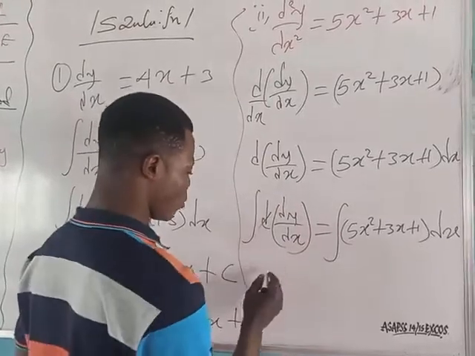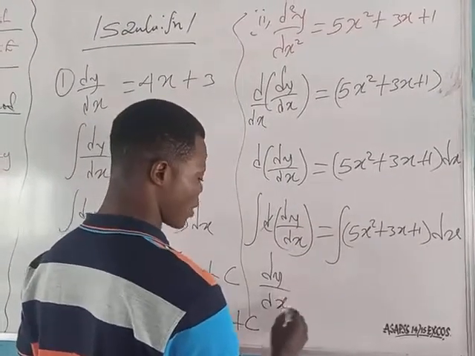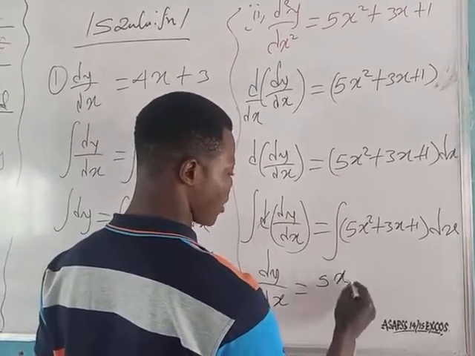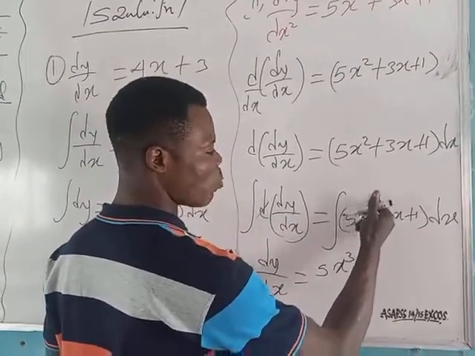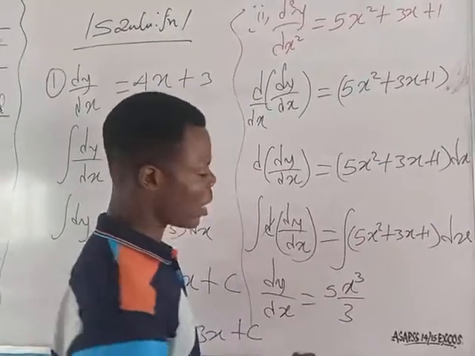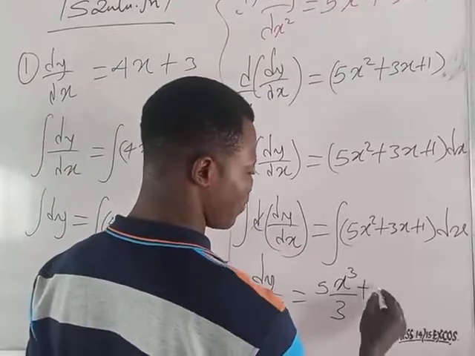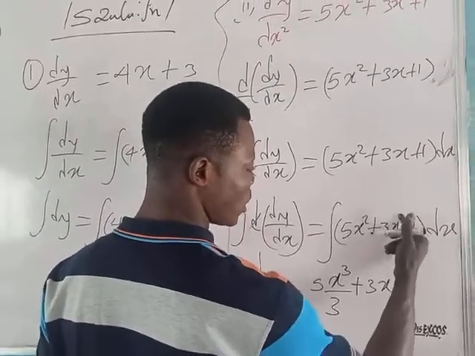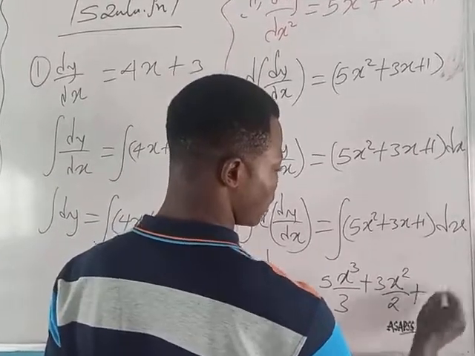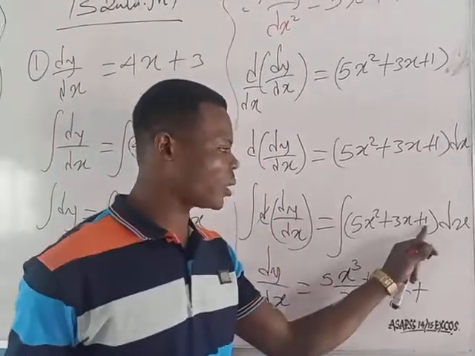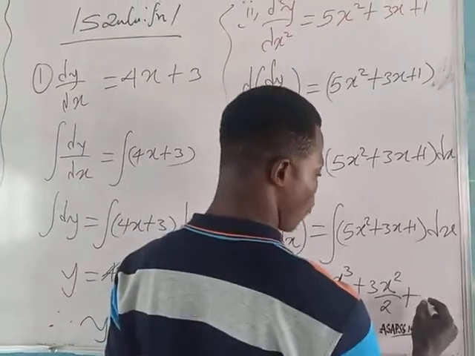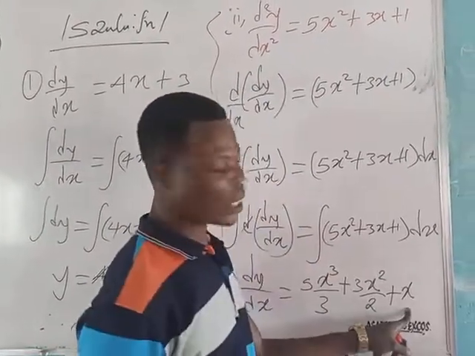When you integrate this, you have dy/dx equal to 5x to the power of 3. Don't forget, we are adding 1 to the power and dividing by the power as well. Then plus 3x, add 1, this is 1, 1 plus 1 will give you 2, all over 2. This is the constant term. Anytime you integrate a constant term, the function will repeat itself there, and you are going to have 1x, which is the same thing as x.